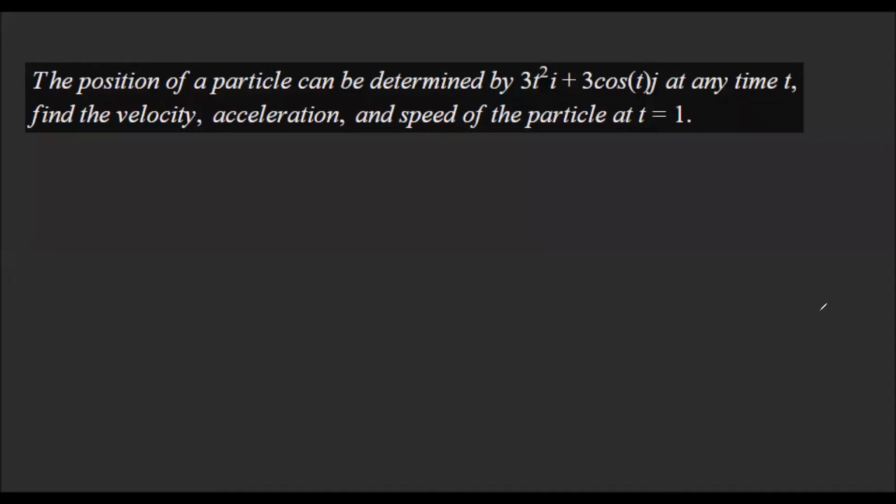Okay, so this is example problem 1. We are told that the position of a particle can be represented by 3t squared as the x component and 3 cosine t as the y component at any time t. So let's try to find the velocity, acceleration, and speed of the particle at t equals 1.